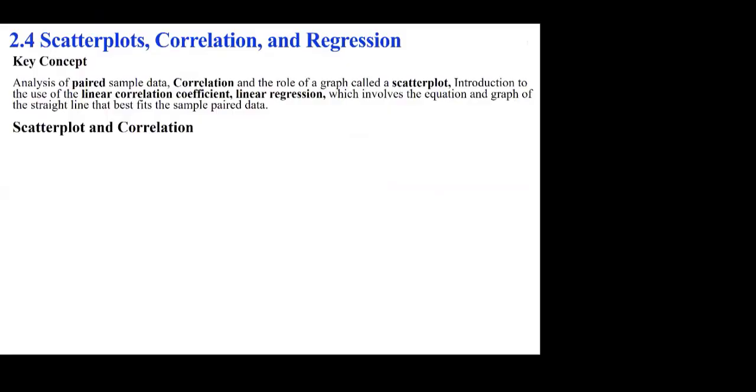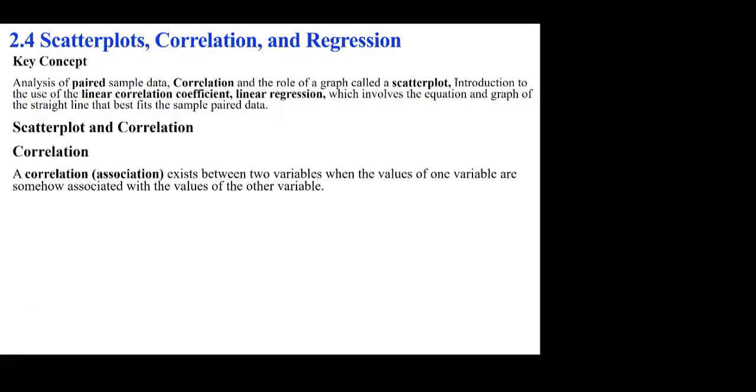All right, key concept. Could somebody read this one for us, please? Yes. Analysis of paired sample data, correlation, and the role of a graph called a scatterplot. Introduction to the use of the linear correlation coefficient, linear regression, which involves the equation and graph of the straight line that best fits the sample paired data. Thank you so much. So we are looking at scatter plots, correlation, and regression.